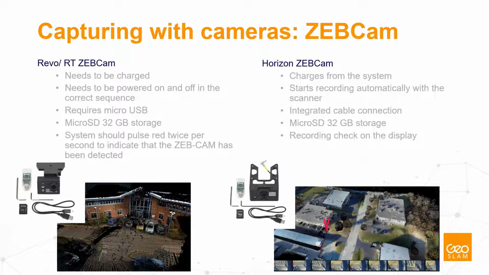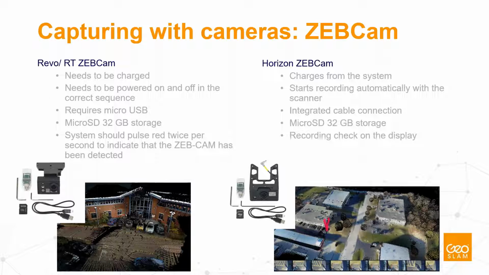Right, capturing with different cameras, starting with ZEBCam. We also have available ZEBPano and Discovery. Just to highlight the differences between Revo and Horizon. With the Revo or RT, ZEBCam needs to be charged separately, needs to be powered on and off in the correct sequence. So you start a scan first, then you need to start the camera, and you do it in a mirrored way at the end. The camera also requires a micro USB to be plugged into the system during the capture. Data is collected locally on a micro SD card.